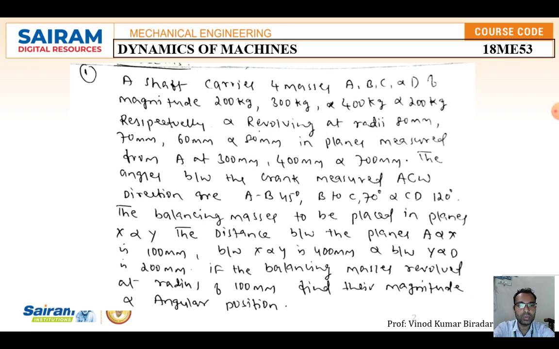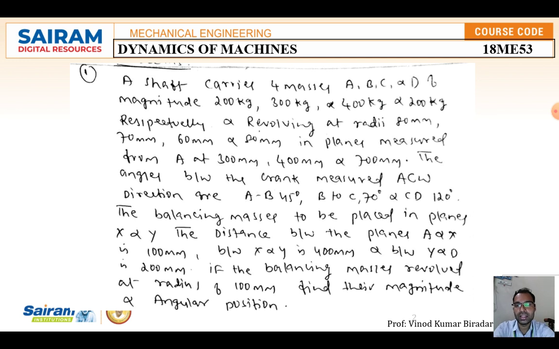Okay. So here in the first problem, they may give one like this: a shaft carries four masses, that is A, B, C, and D, of the magnitude of 200 kg, 300, 400 and 200 kg respectively, revolving at radii of rotation of 80 mm, 70 mm, 60 mm, 80 mm, in planes measured from A at 300 mm, 400 mm, 700 mm. The angle between the cranks, measured in the anticlockwise direction (ACW means anticlockwise), from mass A to B is 45 degrees, mass B to C is 70 degrees, and mass C to D is 120 degrees.